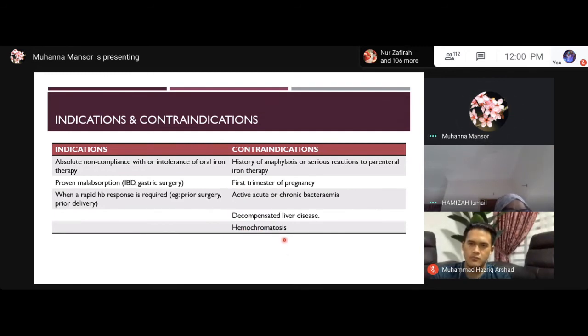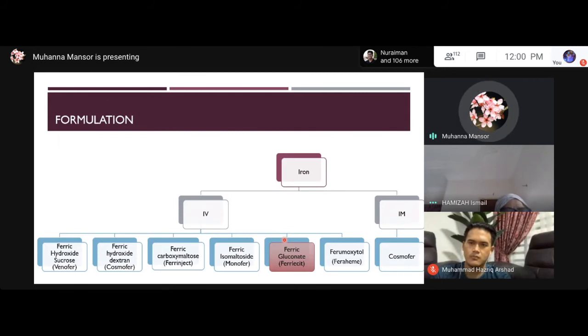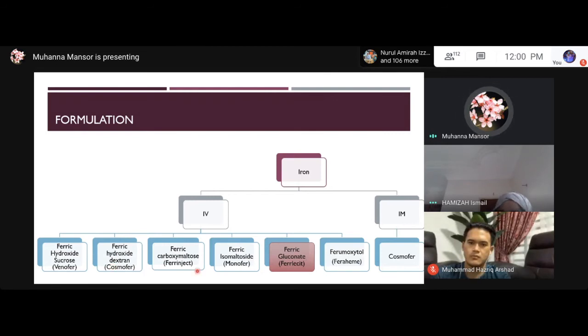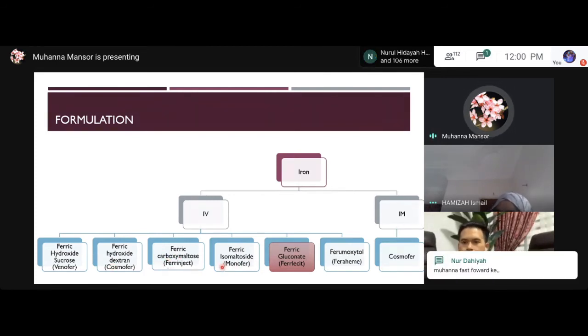Right. So next, how should we give the iron? Before we know how to give it, we have to know what kind of parenteral iron is available. So I divided it into IV and IM. For IV we have our famous two, which are ferric hydroxide sucrose, Venofer, and dextran, which is Cosmofer. Then we have ferric carboxymaltose, Ferinject, ferric isomaltoside, Monofer, ferric gluconate, Ferrlecit, and ferumoxytol, which is actually in the USA. And then for IM, Cosmofer dextran.